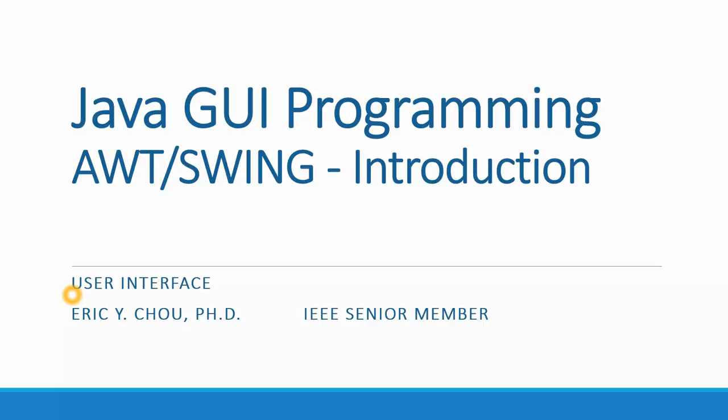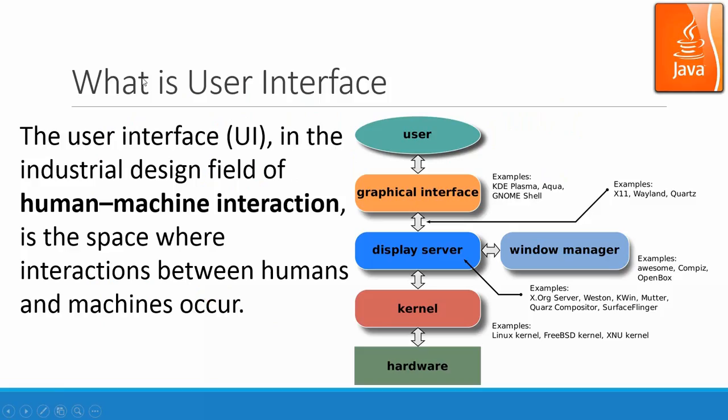In this lecture, I'm going to talk about user interface and its history. What is user interface? The user interface (UI), in the industrial design field of human-machine interaction, is the space where interactions between human and machines occur.